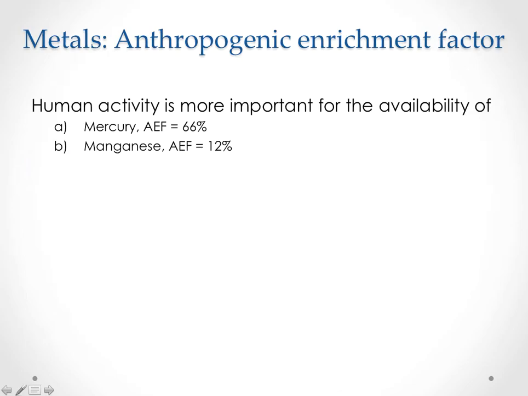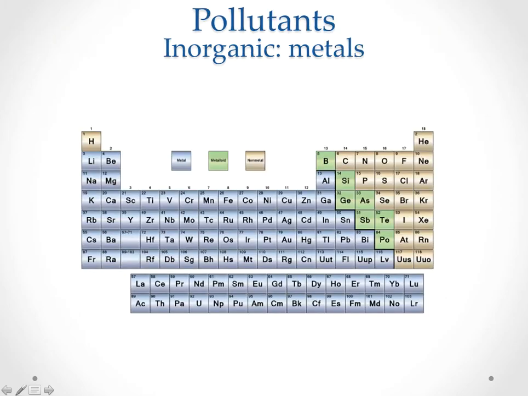Okay, so quick review for you. Human activity is more important for the availability of mercury, that has an anthropogenic enrichment factor of 66%, or for manganese, which has an anthropogenic enrichment factor of 12. So you can pause and think about that, maybe go back to the last slide and see what the answer is. Or if you already know, just continue. Right, so it's mercury, right? So we have a much bigger impact on the availability of mercury. So 66% of the yearly source is due to human activity, whereas only 12% of manganese availability is due to human activity.